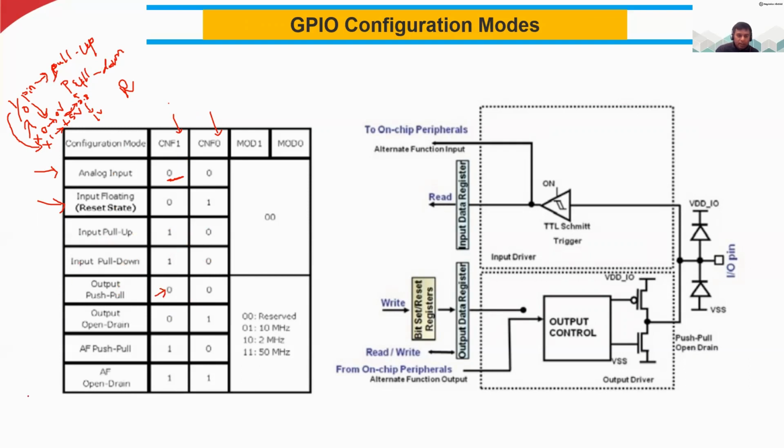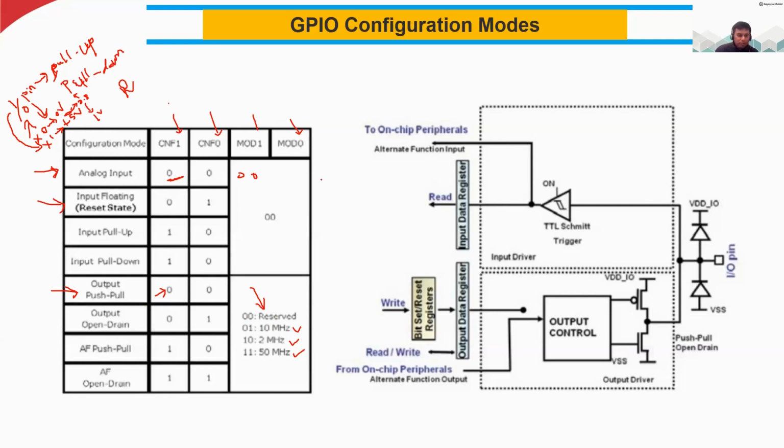So these are different bit combinations. It's giving different meaning actually. Here you can see 00 is indicating output push-pull. The same 00 is indicating analog input. So you may wonder why. You should also know this is MODE1 and MODE0. So here we have the 00, the combination together, but here you can see it has a different meaning. This 00 is reserved, and here 01 is indicating different clock speeds.